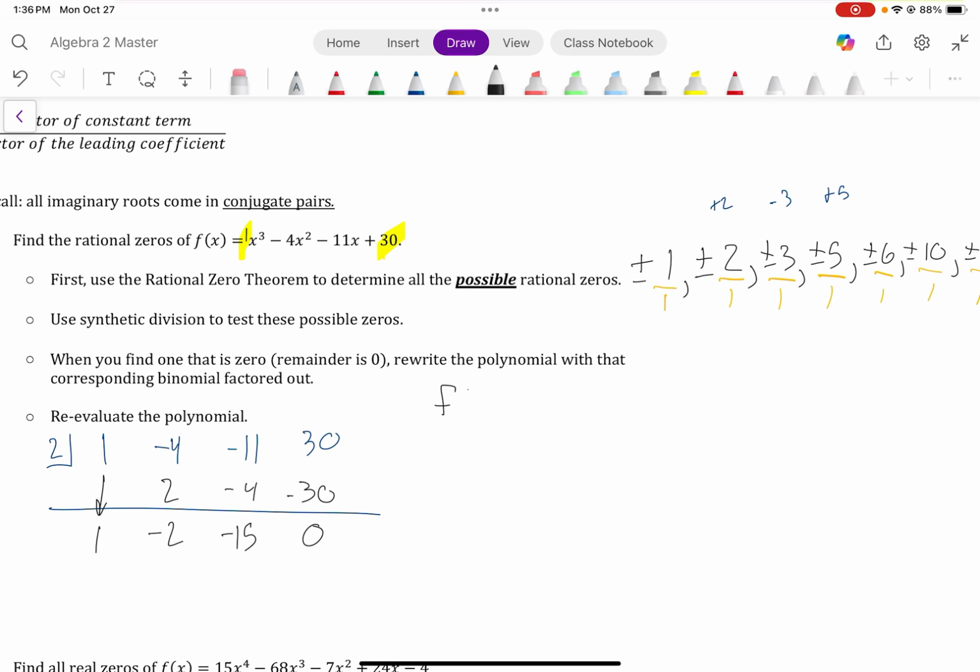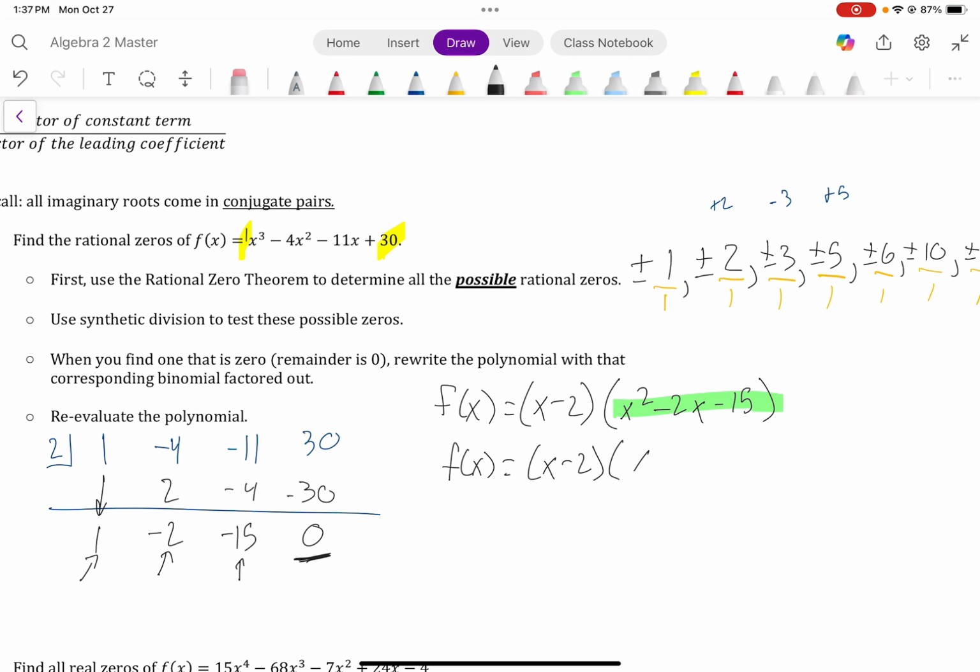So f of x can be written as x minus 2 times the stuff that's left. There's my remainder, constant, linear, quadratic term, x squared minus 2x minus 15. I can go further. If I can factor this, I'm going to. Depending on what you're given, you might be able to factor it just how it looks, which in this case, I can factor it to an x minus 5 times an x plus 3. Noticing that that gives me those other two things that we could have possibly done.